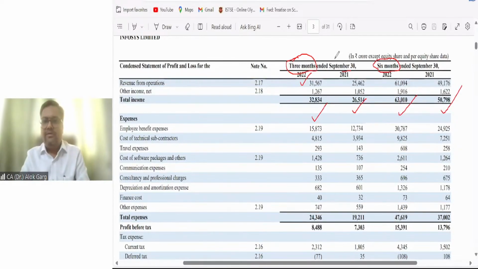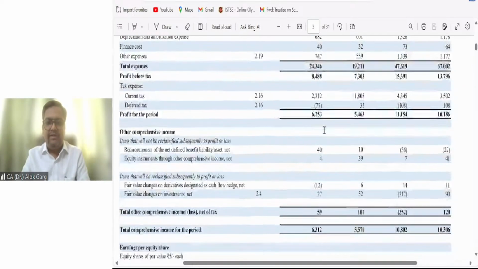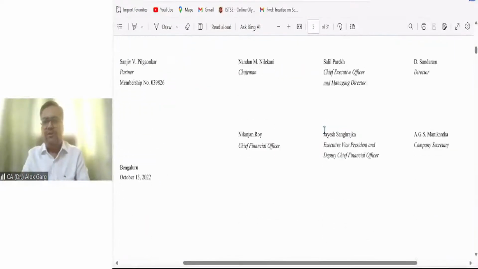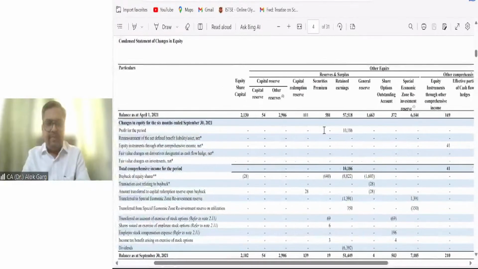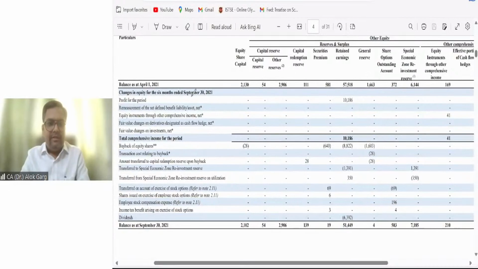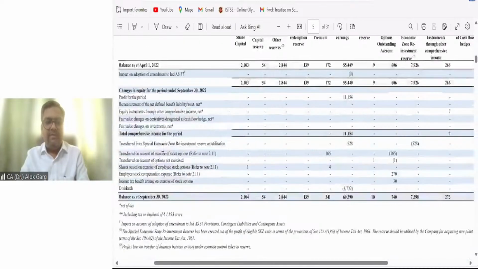Okay. Now let's go to the statement of changes in equity. I told you it is always for the year to date, which means the half year in this case. You can see changes in equity for 6 months ended September 30, 2021. So they have given for 6 months, 1st April 21 to 30th September 21. And the same for the current period, 1st April 22 to 30th September 22. This is your 6 month statement of changes in equity.